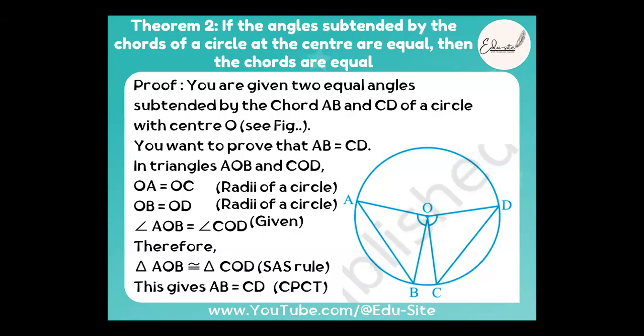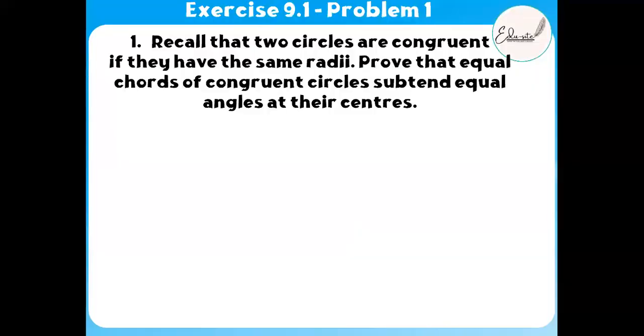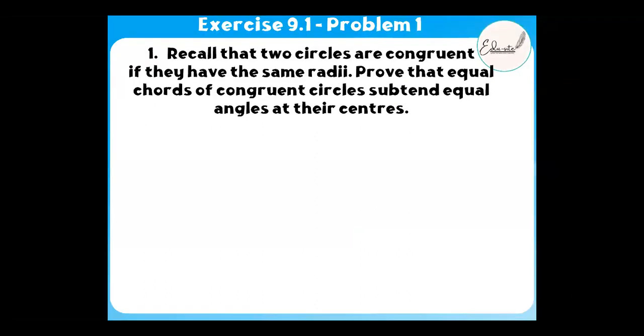We'll quickly see the exercise problems. Exercise 9.1 has just 2 problems. We'll see these 2 problems today, inshallah, and the rest of the problems in the next class. So recall that 2 circles are congruent if they have the same radii. What does congruency mean, Laiba? Laiba, what is congruency?